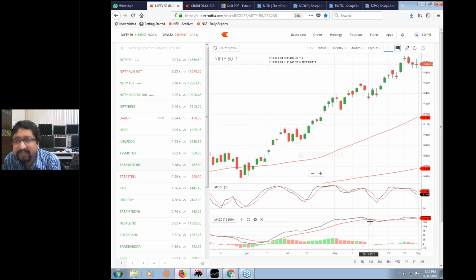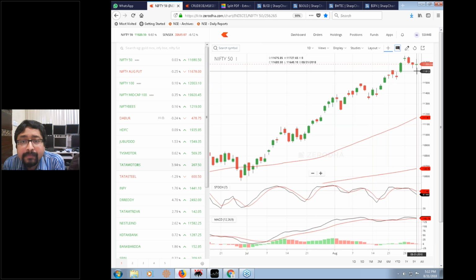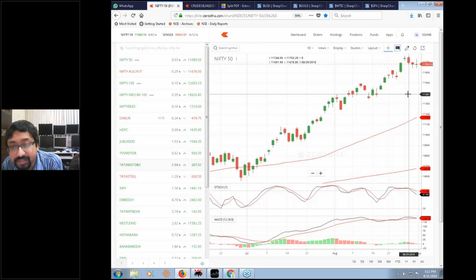Volatility has increased. For example, today we went as high as 11,727, but did not sustain there, and we closed only 2 or 3 points higher than yesterday. Although today's closing is another lifetime highest closing for Nifty on a weekly closing basis, not on a daily closing basis, on a weekly closing basis, we got another lifetime high. So the trend is pretty clear.